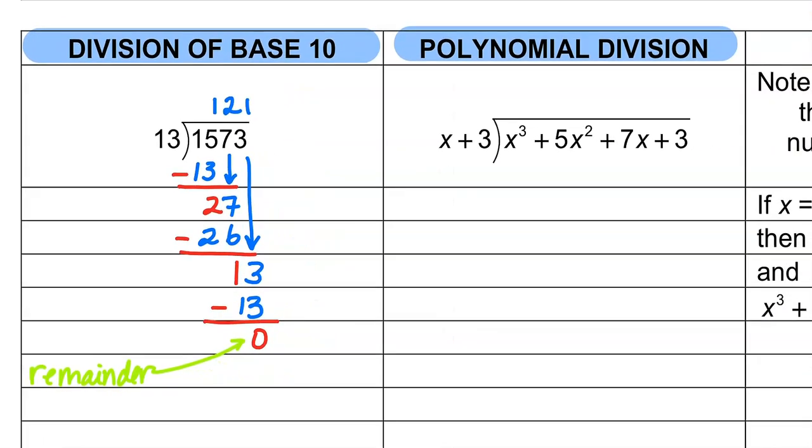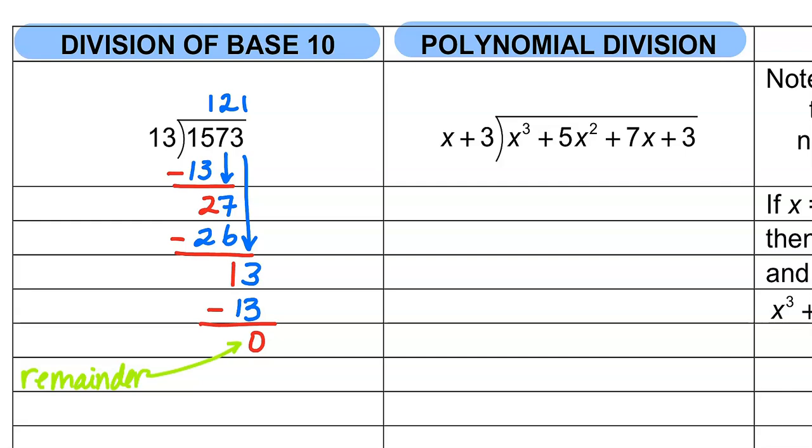Okay. Well, now what we need to do is we need to do it with a polynomial, right? Where we have this, right? X cubed plus 5x squared plus 7x plus 3 divided by x plus 3. Are we together?